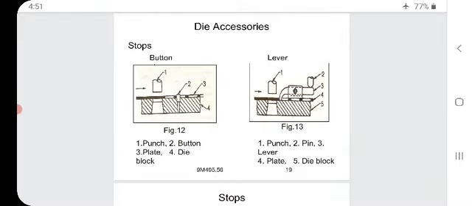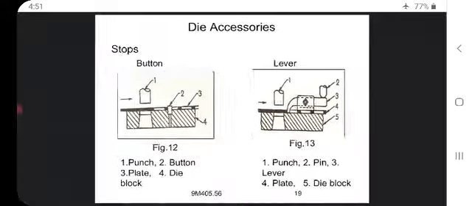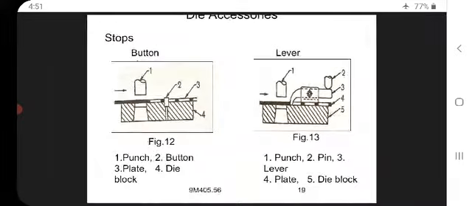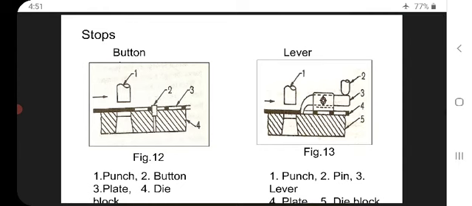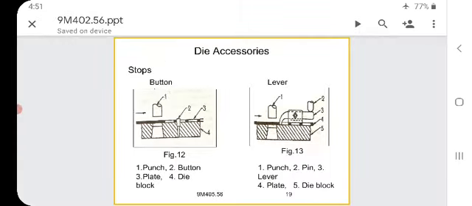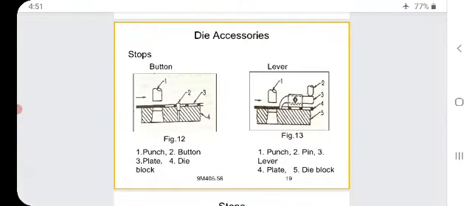Die accessories. First we are seeing the stops, button and lever type. See on the screen, I am making a zoom. First one is a pin, second one is a button, third one is a plate, and fourth one is a die block.